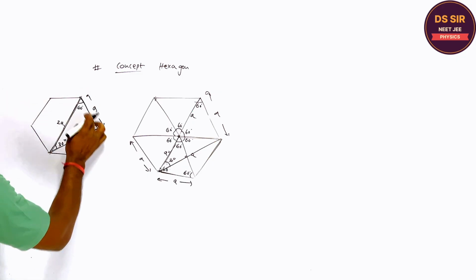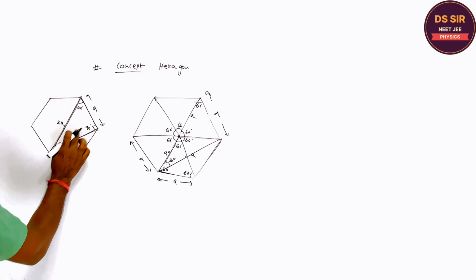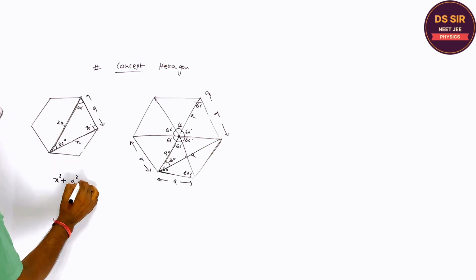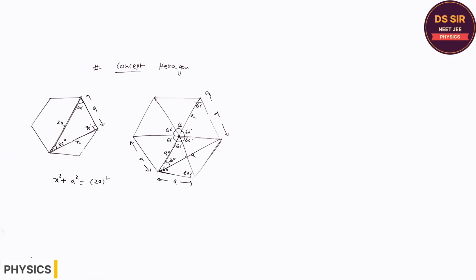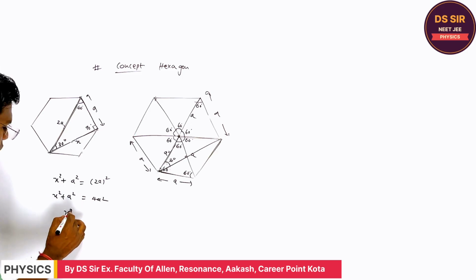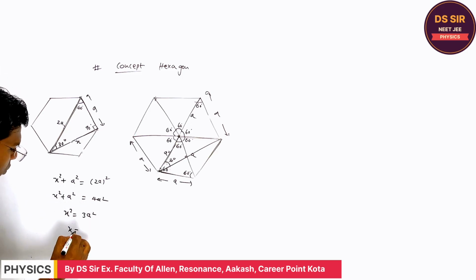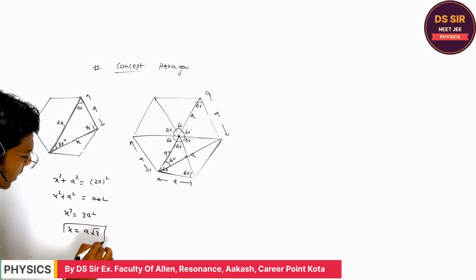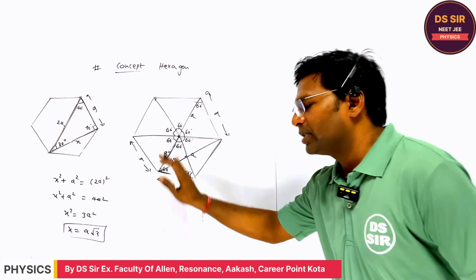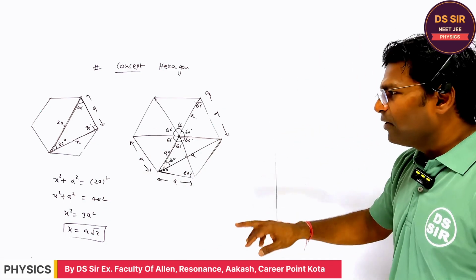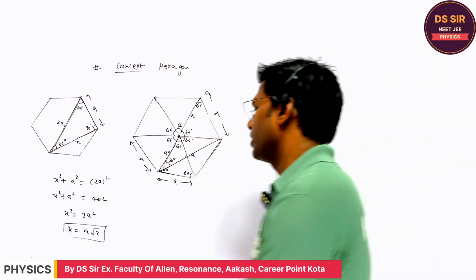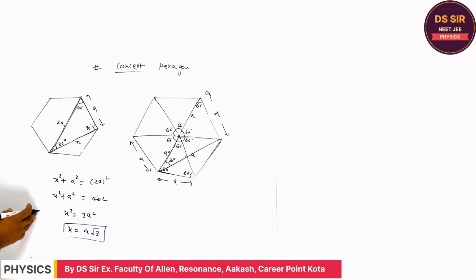So in this right angle triangle, you can apply x square plus a square is equal to hypotenuse square. So this is equal to 4a square, x square plus a square. So x square is equal to 3a square and x is equal to a root 3 is the correct answer. So this distance is a root 3. Although this is the concept, you can find the value of x by another method also using trigonometry in some other triangle, but this is the easiest way.